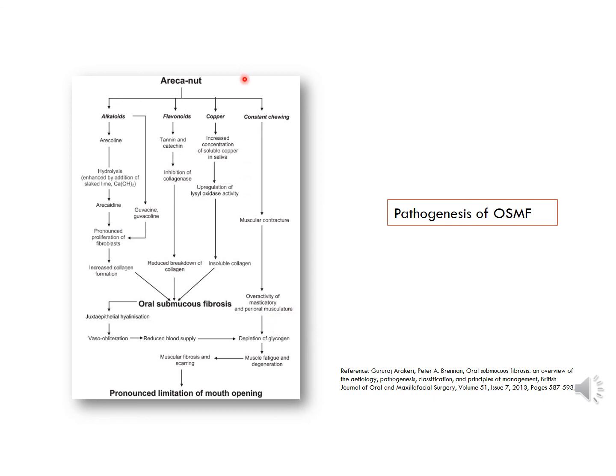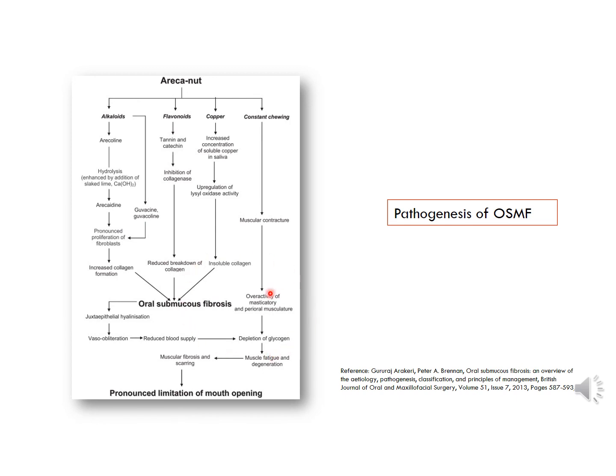Okay. So the second component, the flavonoids, again leads to tannins and catechin production, which inhibit collagenase, which reduces the breakdown of collagen, thus increasing the fibrosis content. Similarly, copper: increased concentration of soluble copper in the saliva because of the areca nut and the components of the gutka lead to upregulation of lysyl oxidase activity, leading to insoluble collagen formation, thus again increasing fibrosis.